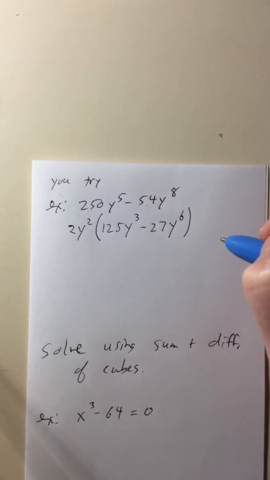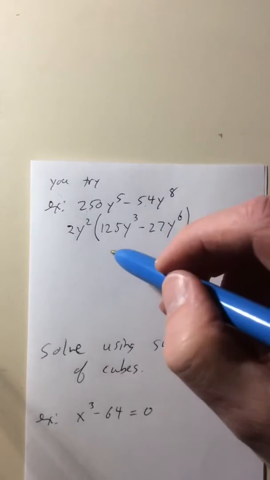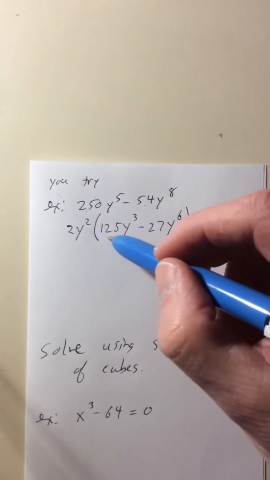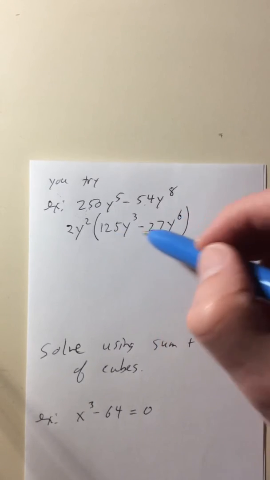So please take a moment, do your push-ups right here. So we've already factored out the 2y squared, and now what I'd like you to do is factor this using the difference of cubes.